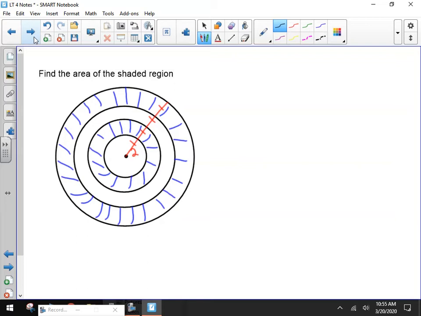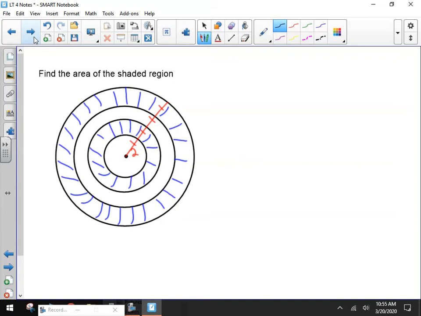It wants me to find the area of the shaded regions. All right, so we're no longer working with sectors. There's no sectors in my problem. I just have circles within circles within circles. And they're concentric because they share a center. So keep that in mind.